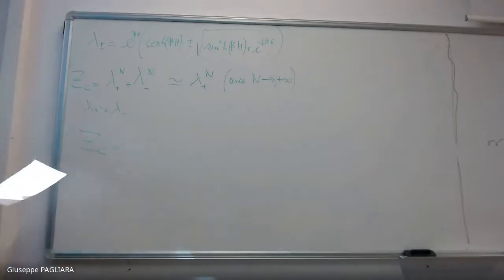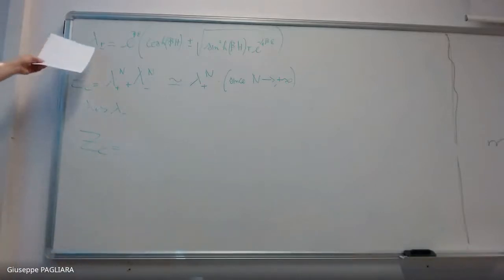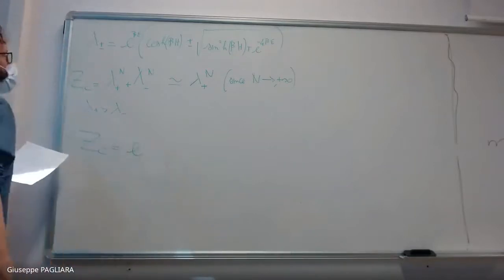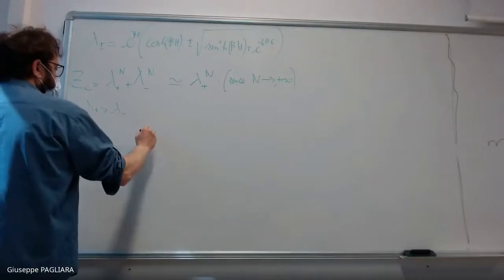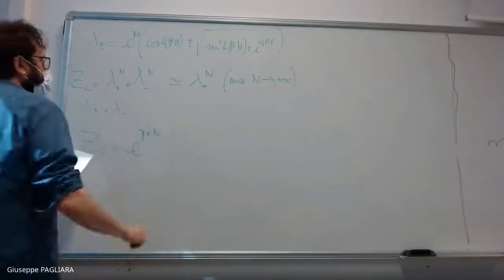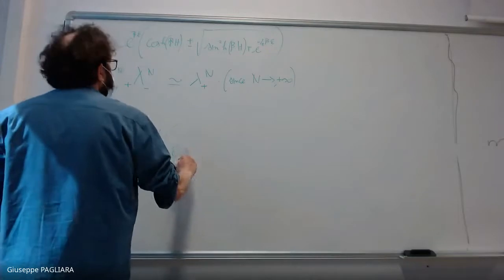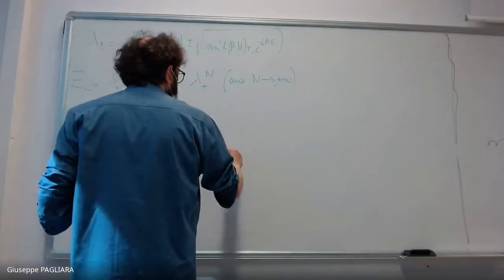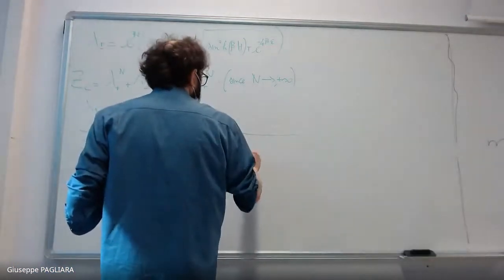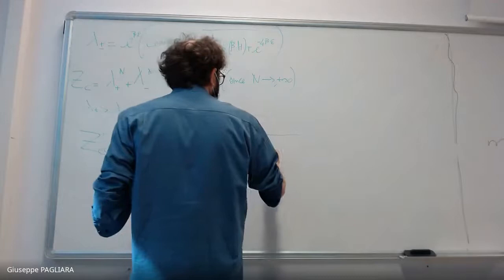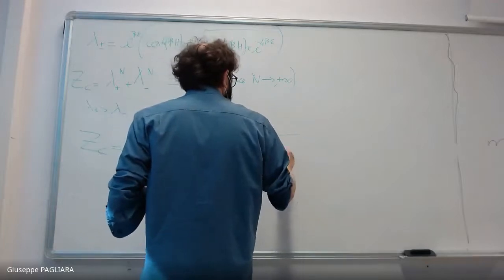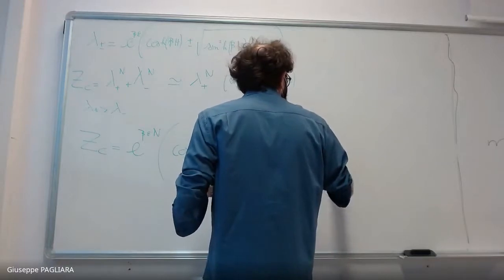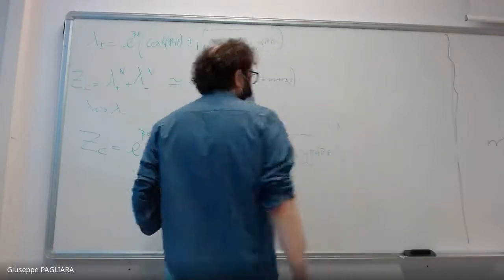Once I've done this, I can write Z_c, which is just now the eigenvalue with the plus to the power of n, and therefore I have the final expression for the canonical partition function, which is e to the beta epsilon n, and here we have cosh of beta h plus the square root of sinh squared of beta h plus e to the minus 4 beta epsilon, and everything is to the power of n.